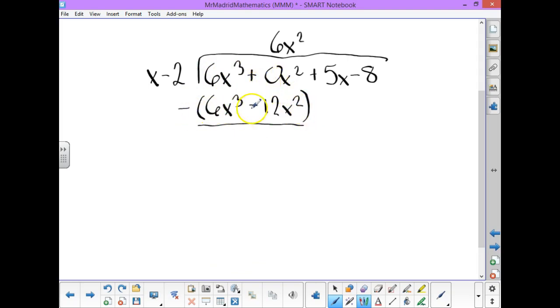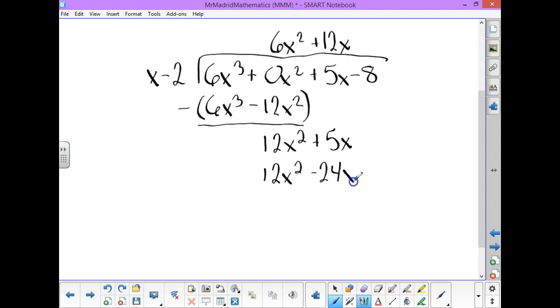Now I have 0 minus negative 12x squared, which is essentially a positive 12x squared. The next thing I want to do is bring down the next term, the plus 5x. And same question: this x divides into 12x squared, or x times something gives me 12x squared, and most of us would say 12x. Once again, look at all the x's lined up. So 12x times x is 12x squared. 12x times minus 2x is minus 24x.